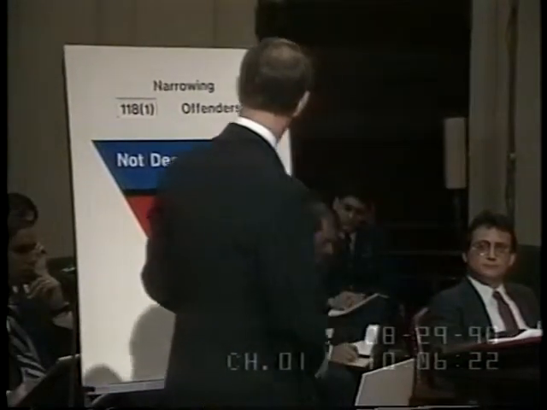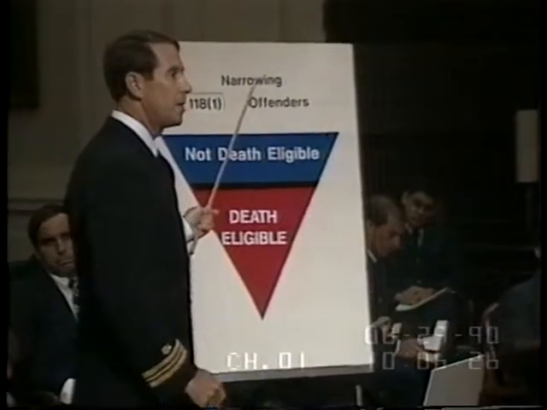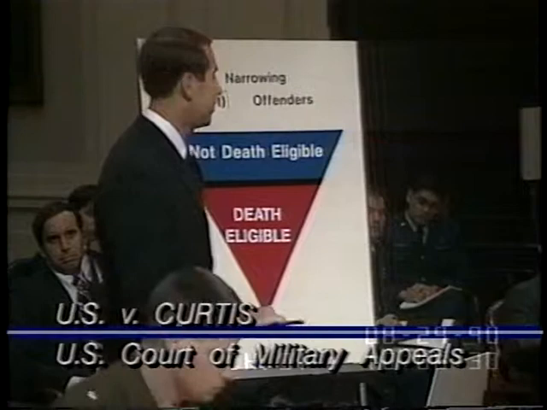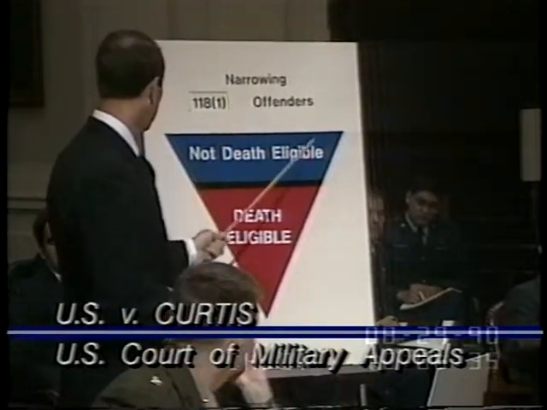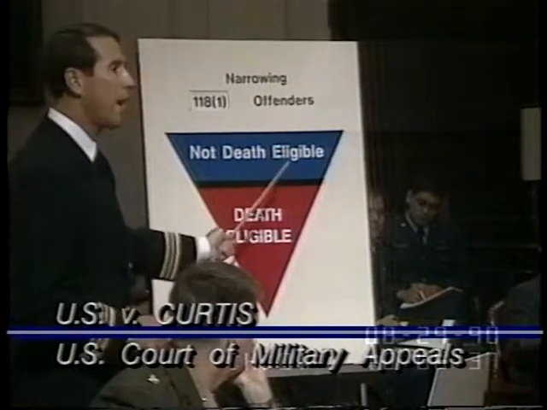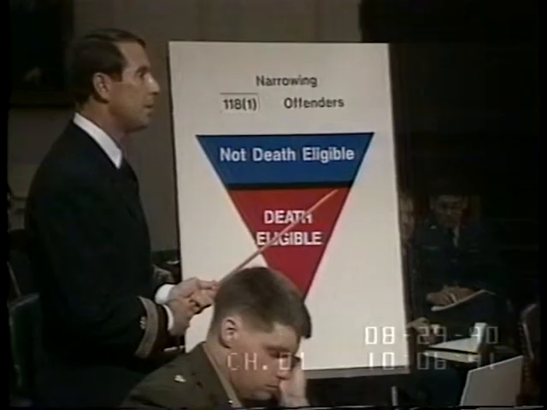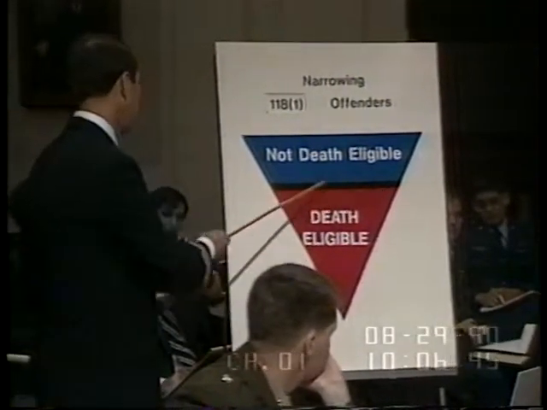This visual display represents the constitutional concept of narrowing. That's the first of two constitutional requirements with respect to any death penalty legislation. First of all, the offenses must be narrowed. The triangle, the inverted triangle, represents all in the class of 118 offenders. The most significant part of the chart is the black line across the middle.